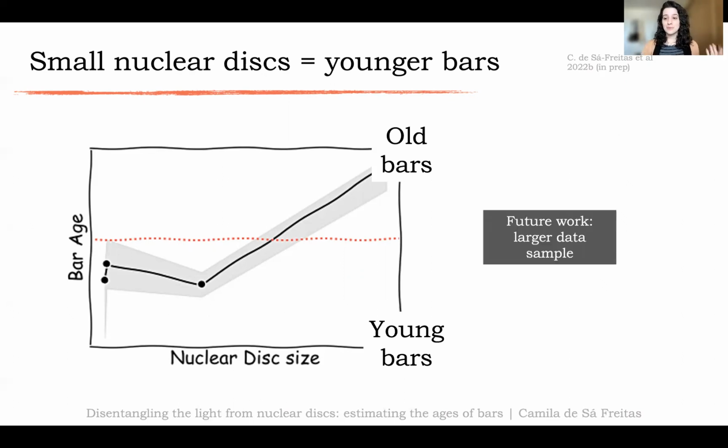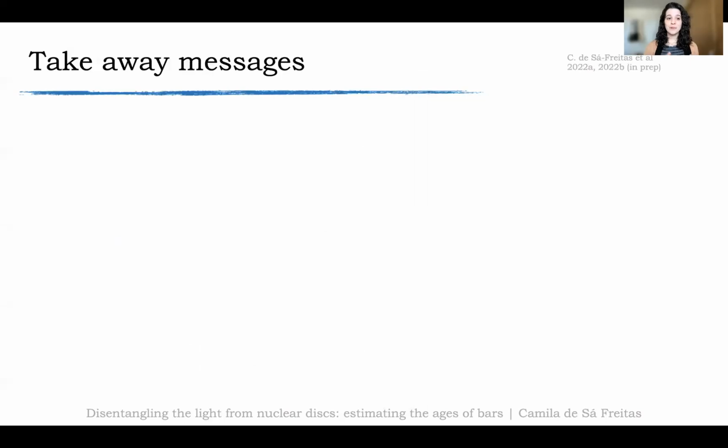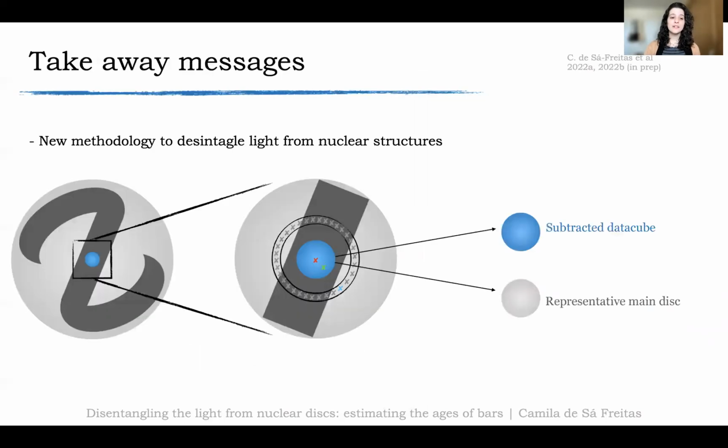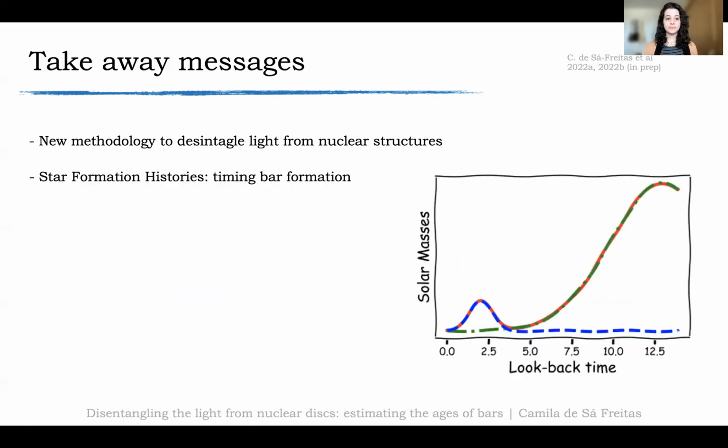So just some takeaway messages to summarize what I presented here. Well, first is a new methodology to separate the nuclear structure. So subtracted data cube, nuclear disk, and the representative main disk that will be below the nuclear disk. Second, we use the star formation history to time the moment that the bar formed, and we consider the ratio between subtracted over representative. The moment that this is above 1 is the moment that the bar forms for the first time.